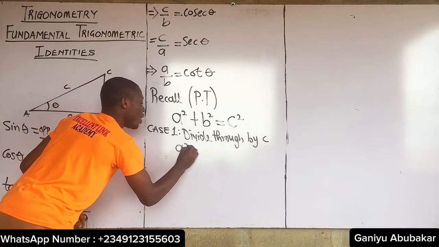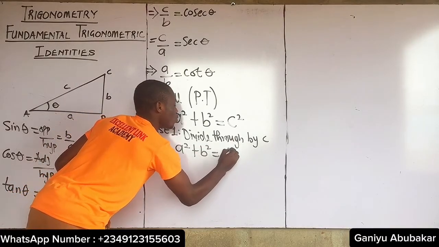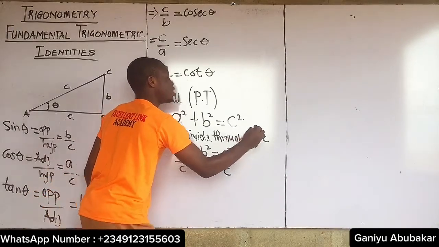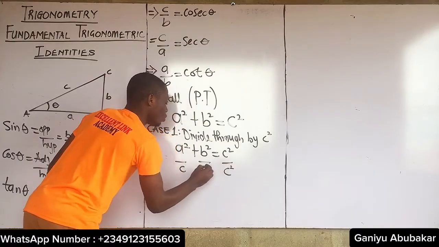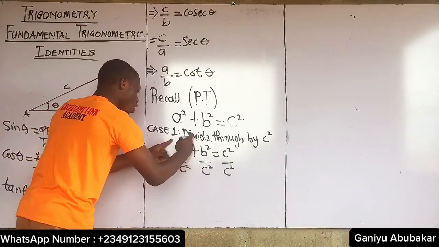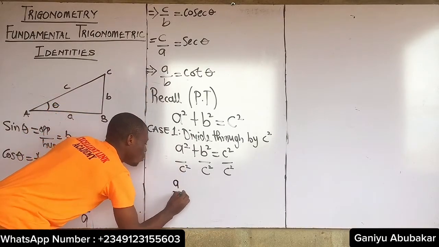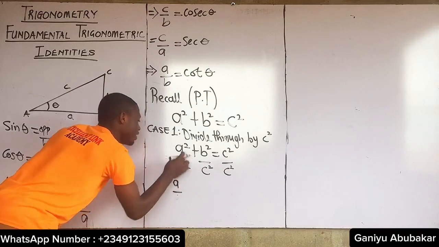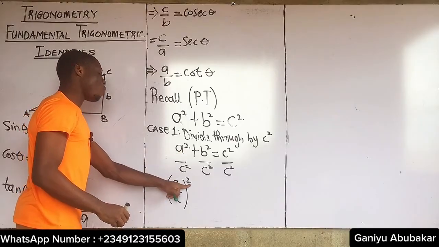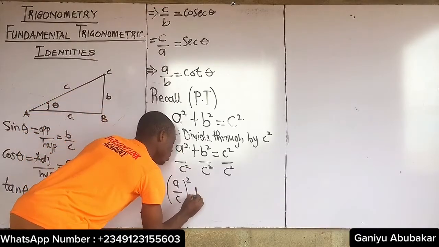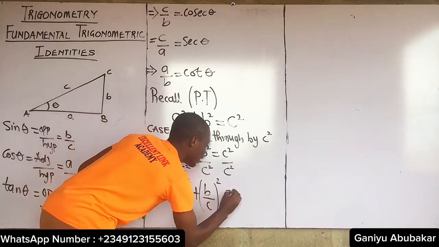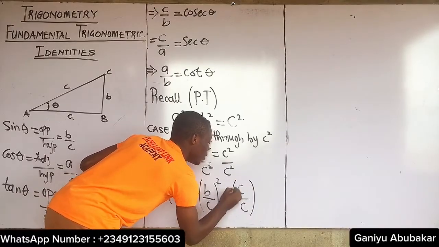So you have A squared plus B squared equal to C squared. We said divide through by C squared. Of course, from here now, if I apply the concept of indices, I'll have A over C, all squared. The square comes out as 1 here. So plus B over C, all squared, is now equal to C over C, all squared.